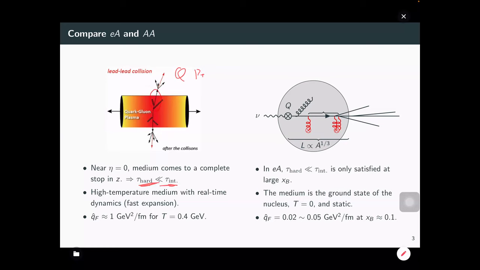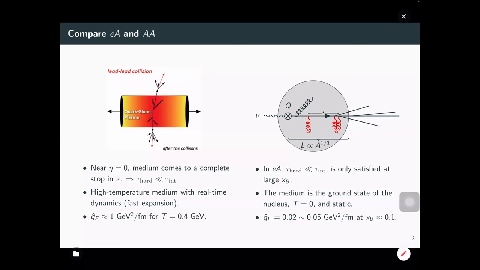On the other hand, in EA, the nucleus is also boosted. So that's why we need to select events with large xB for this separation of time scales to be fulfilled. The q-hat, which characterizes the stopping power of this plasma, is actually very large. At T equals 0.4 GeV, looking at the extraction from the JETSCAPE collaboration, the q-hat parameter of the quark is almost 1 GeV squared per fermi. On the contrary, the cold nuclear matter's q-hat is about 2 orders of magnitude smaller than that.